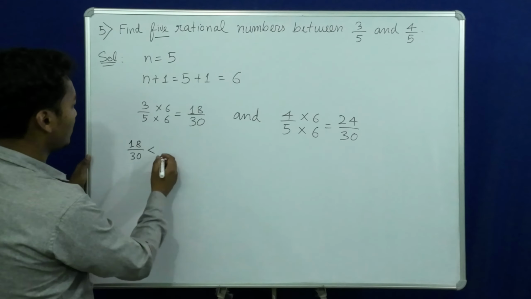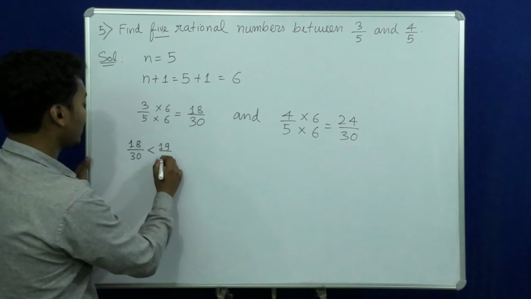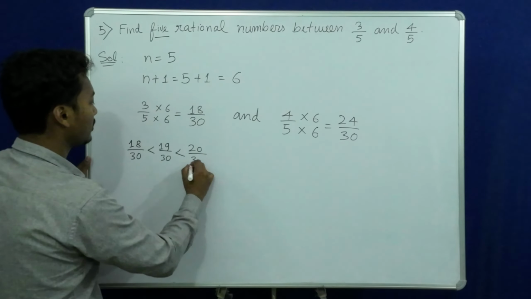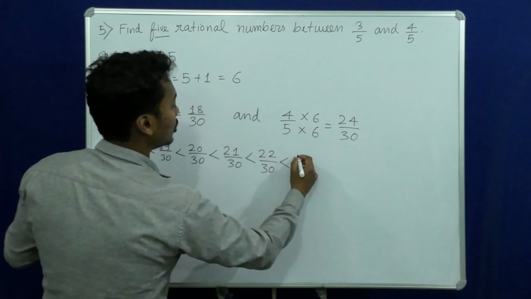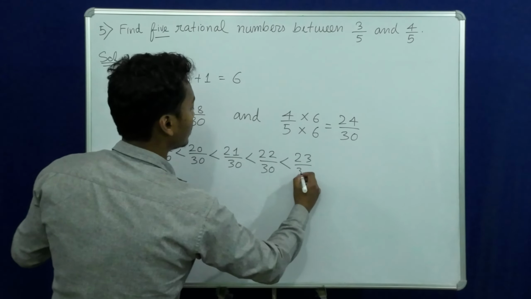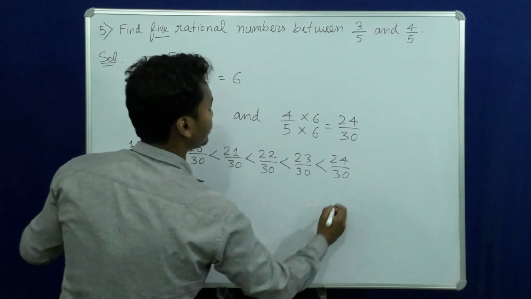So less than, what will be after 18? 19. So 19 by 30. Less than 20 by 30. Less than 21 by 30. Less than 22 by 30. Less than 23 by 30. Less than 24 by 30.